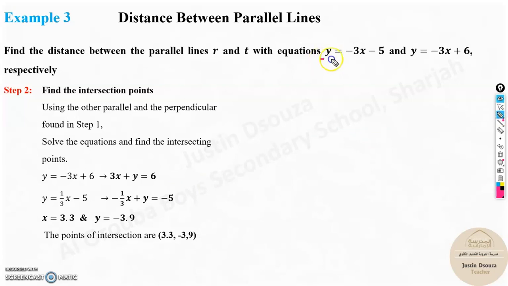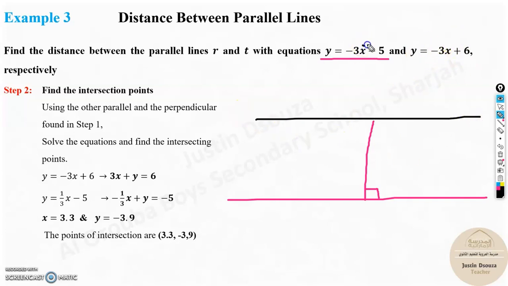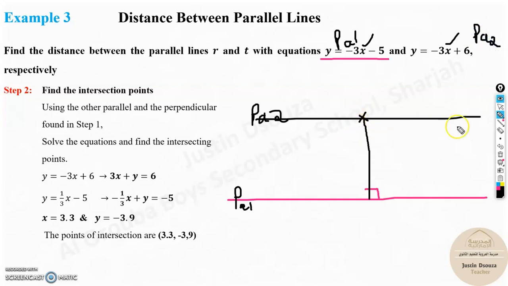I will tell again, we had used this particular equation as the base and we formed a perpendicular line. So we used the details of this equation to find the perpendicular line equation. Now there is one more parallel line. See, this and this are parallel. So I'll write P over here. Sorry, PA parallel. So now we know these both, but we already used this particular equation, PA1. This is PA2. So we used PA1 to find the equation of this perpendicular line. Now we use PA2 to find the intersecting point over here, any point, okay?